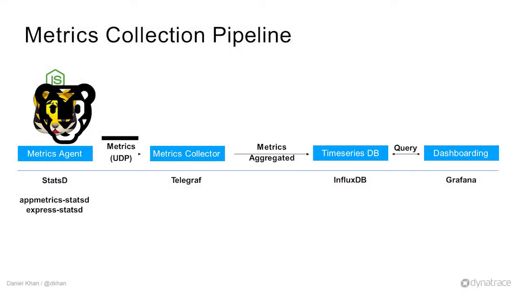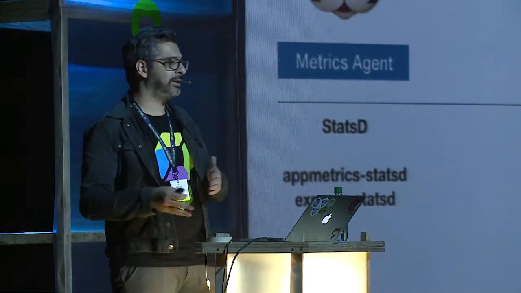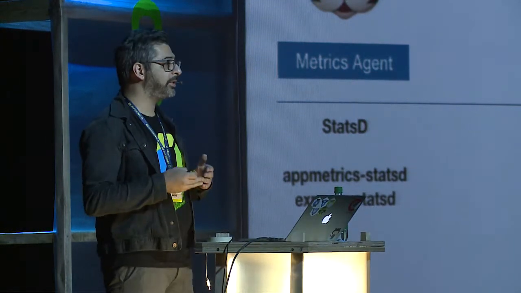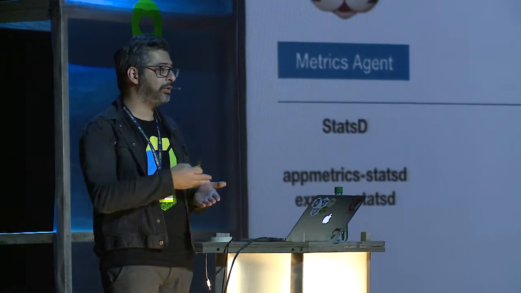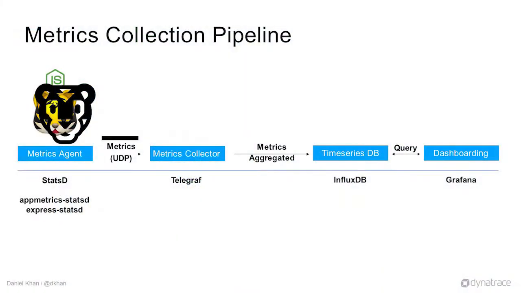So I used AppMetrics statsd. AppMetrics is another open source project. It's polyglot and it has a lot of instrumentations for different languages. And it will simply start to collect data out of your Node.js process. And then I'm also using Express statsd because I also want to know a little bit about my Express routes.